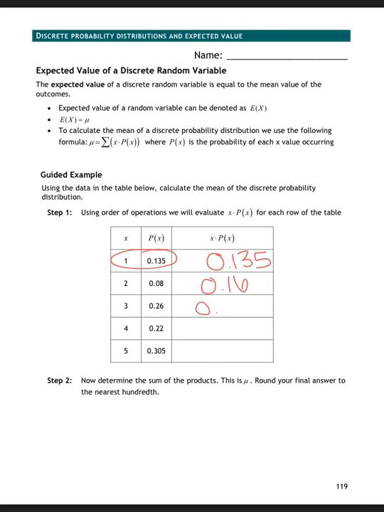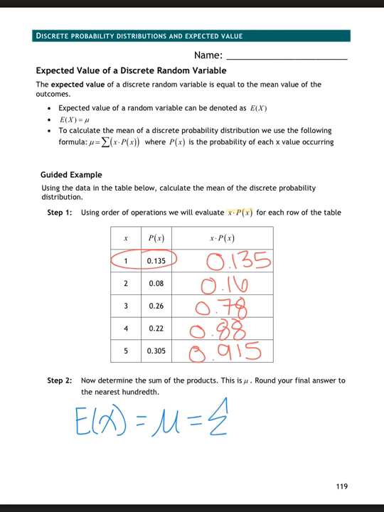So this is 0.78, 0.88, and 0.915. Okay, so again, your formula there was just x times p of x. Now you're going to determine the sum of these products, and that will give you your mu. So let's just make a note here. What we know, we are looking for E of x. E of x is equal to mu. Mu is the sum of all x times p of x.